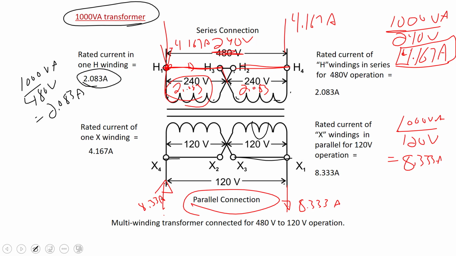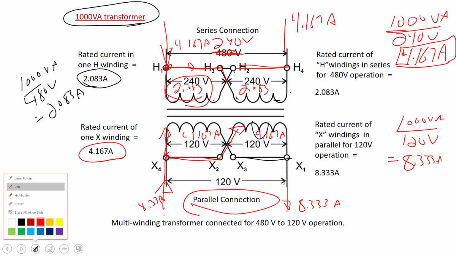But let's look at what happens here again. It's a parallel connection, so that 8.33 amps would split. Some would go through this winding, and some would go back through the second winding because it's in parallel. So it's split evenly. Each one would only see 4.167 amps, and that would be its maximum rating.